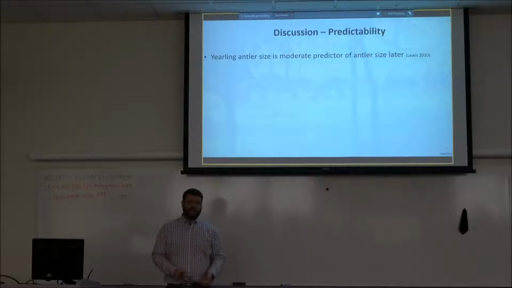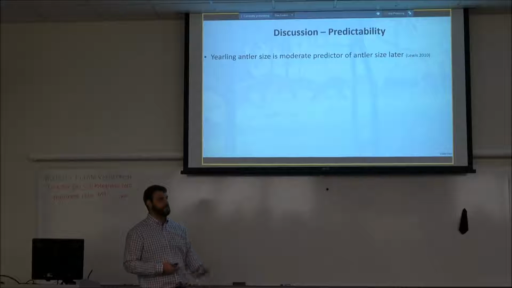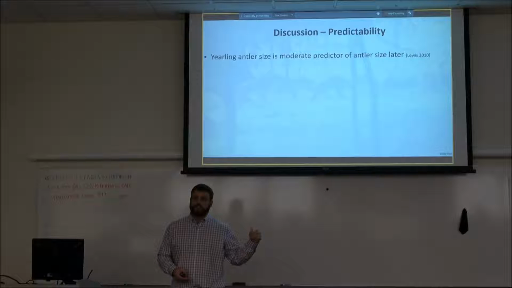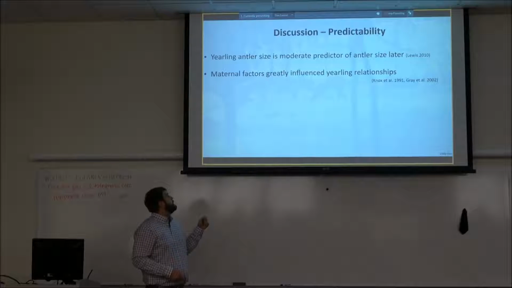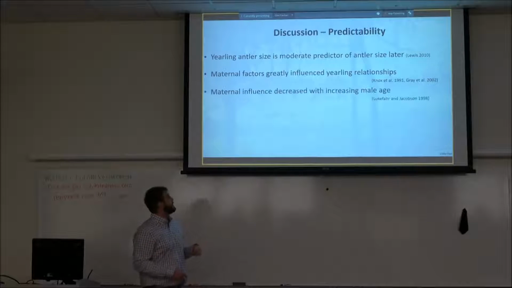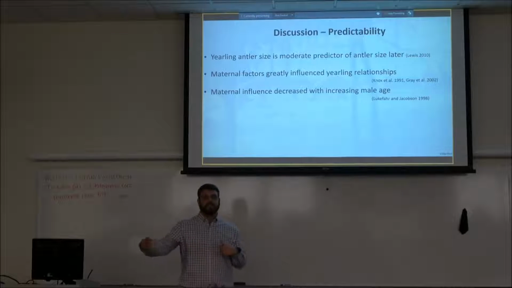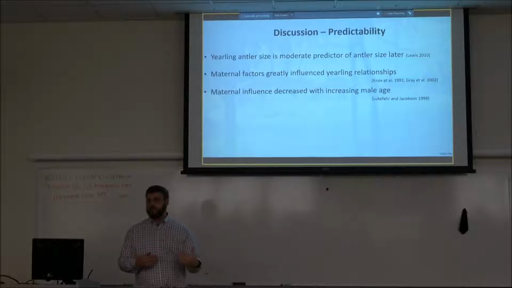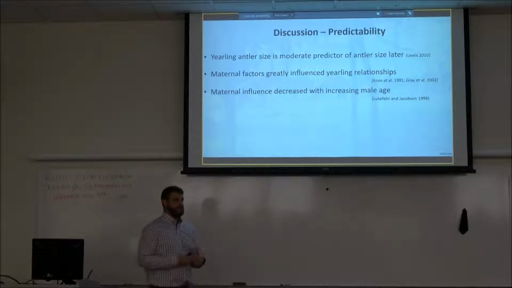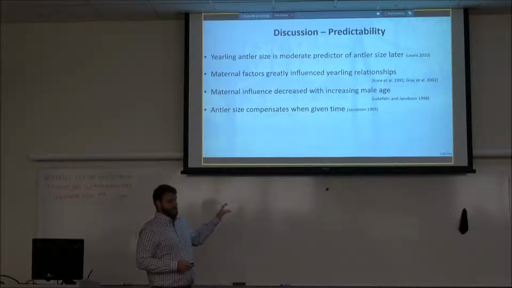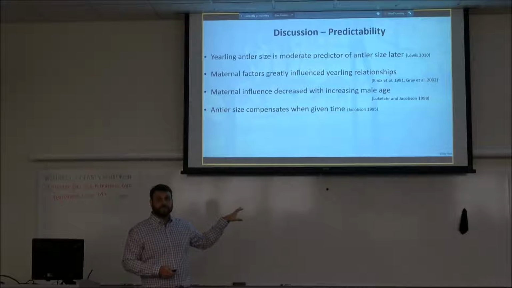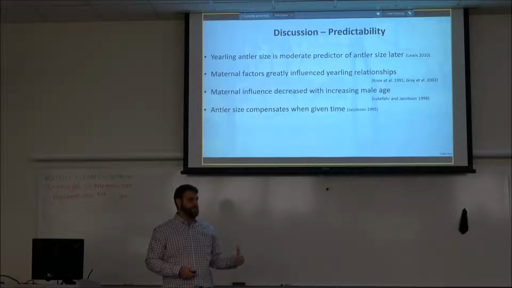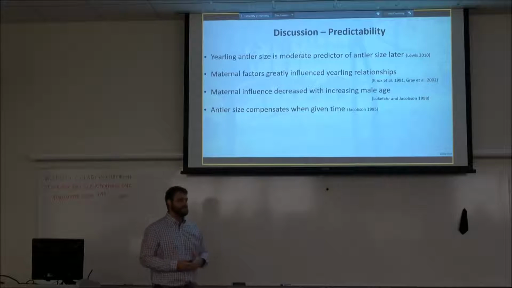With predictability, we know that yearling antler size is influenced by those maternal factors of parturition date and litter size. We saw that by the dramatic increase in variation explained once you accounted for those factors. So they greatly influence those yearling relationships, but that influence decreased with increasing age. Again, when we looked at the 2.5 to 3.5-year relationship, maternal factors explain significantly less variation in those models. So that all leads us to suggest that maternal effects on antler characteristics can compensate if you allow these individuals to become mature. If you allow them to progress throughout time, some of these influences that they experienced earlier in life diminish.